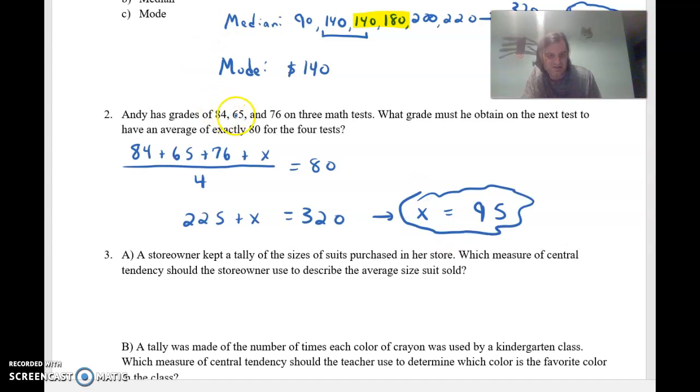which kind of makes sense because he has 2 grades lower than an 80, one of them much lower than an 80, the 65, and 1 grade above. So it kind of makes sense that he needs a high grade to pull his grade up.